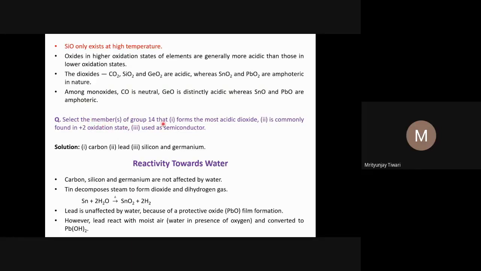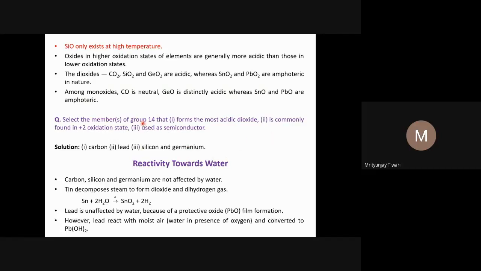Select the member of group 14 that forms the most acidic dioxide. We know that as we go down the group, the metallic character increases, and the non-metallic character increases as you go up the group, and that is why carbon will form the most acidic dioxide. If the non-metal forms the oxide, they are more acidic in nature than metallic oxides. Of all the elements of group 14, carbon has the highest non-metallic character, and that is why carbon dioxide is most acidic in nature.